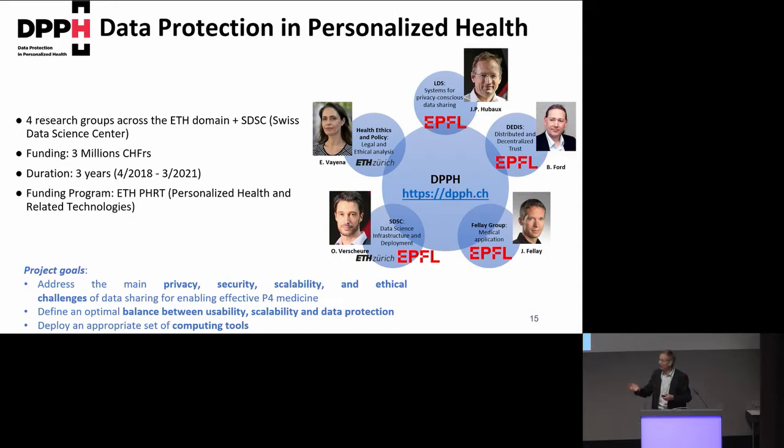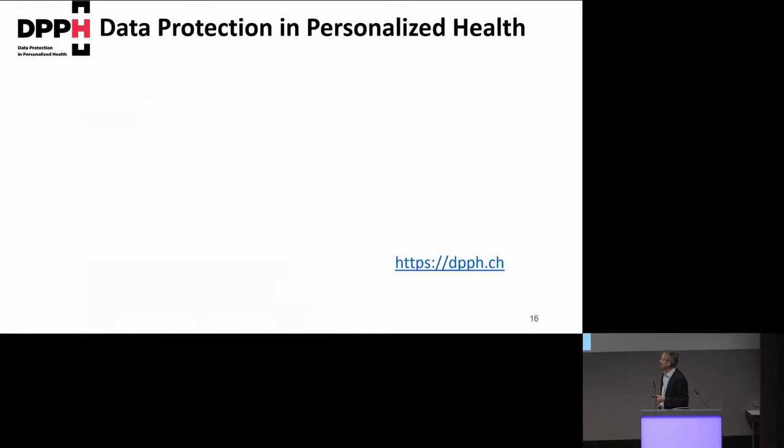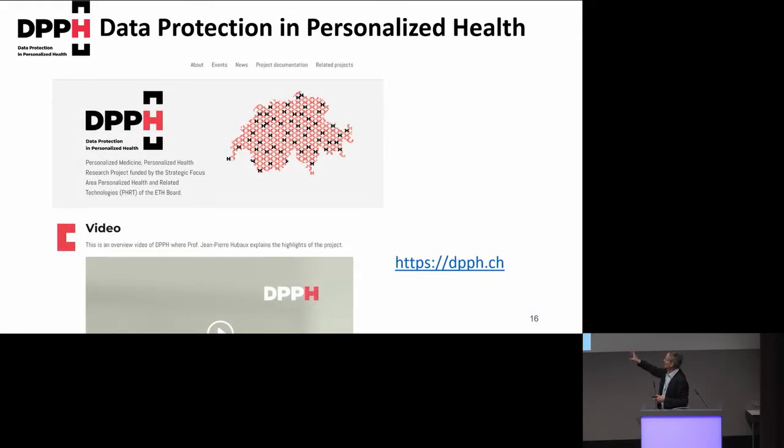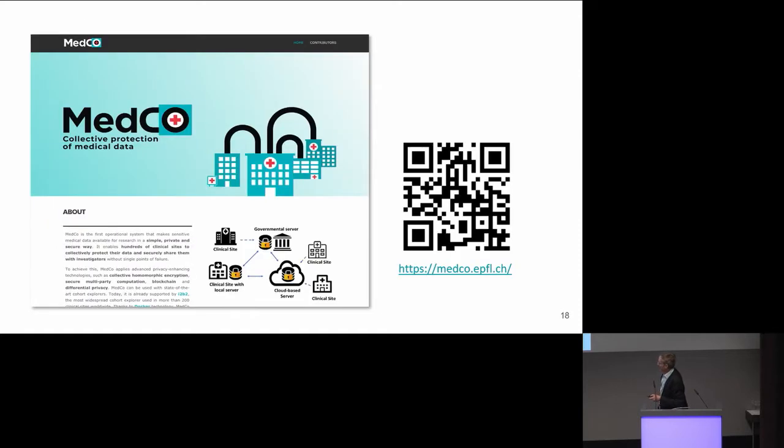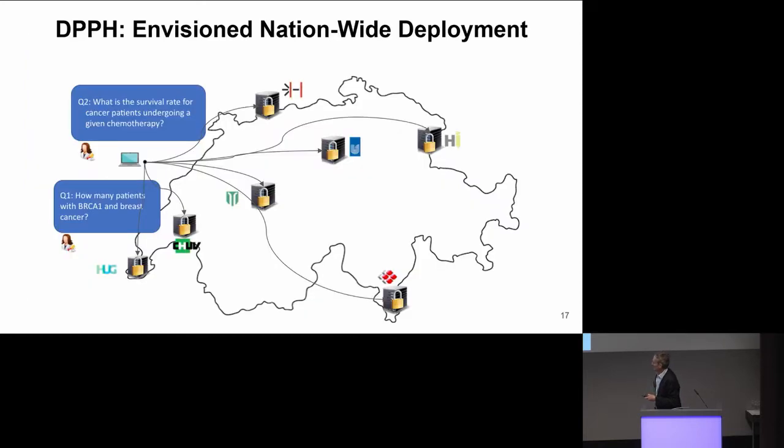For this, we have to bring the software into the hospitals, and this is where the fun really begins. Okay, this is the website of the project. So the idea is that once this works at the level of this nation, Switzerland, to be able to ask how many patients have BRCA1 and breast cancer, or what is the survival rate for cancer patients undergoing a given chemotherapy.